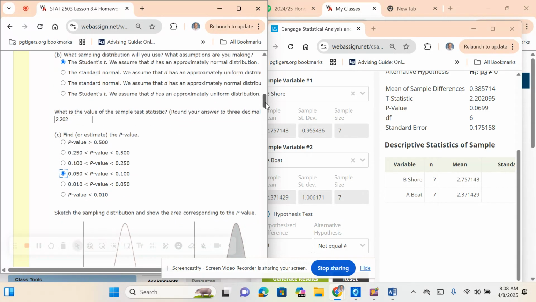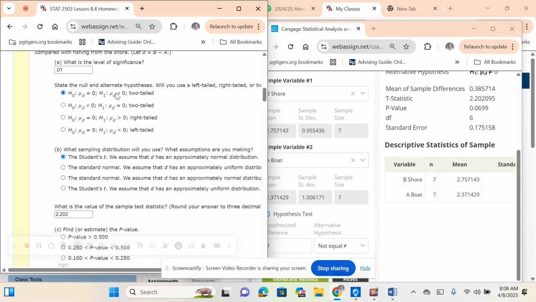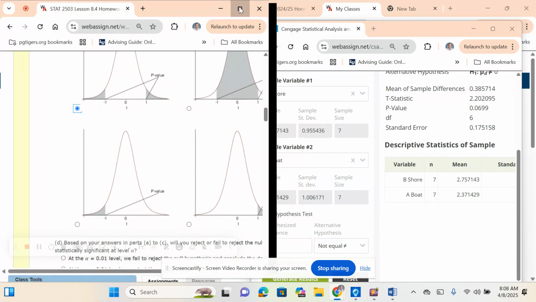Now, what's my curve look like? Well, remember, it's different. So it's a two-tailed test. So you're going to have 2 tails shaded. It's different.